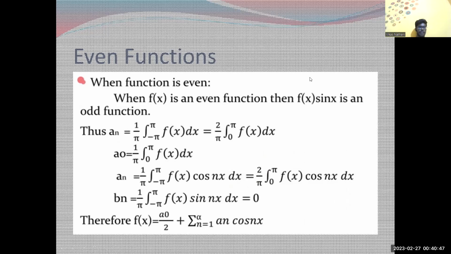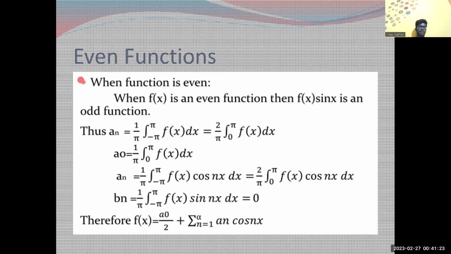When f of x is an even function, then f of x times sin x is an odd function. Check: f of x is an even function, so f of minus x is equal to f of x only. But sin of minus x is minus sin x. So the total function is multiplied by minus, so minus f of x sin x is an odd function. That's the line we are on. So when f of x is an even function, then f of x into sin x is an odd function.